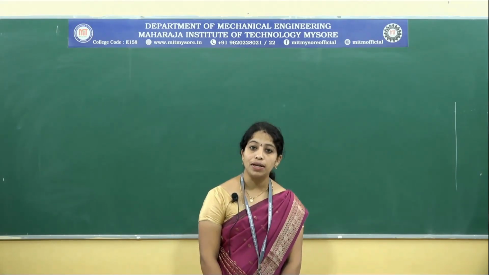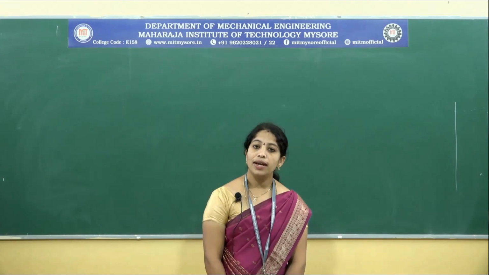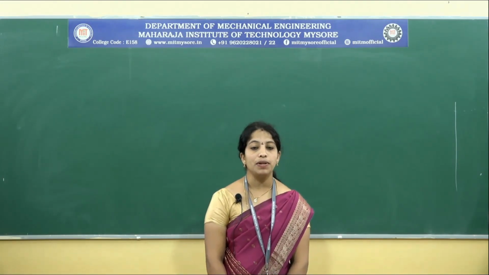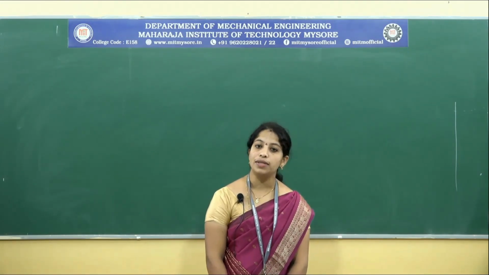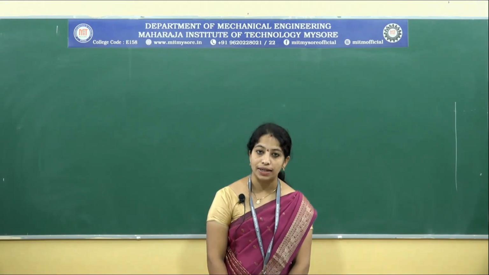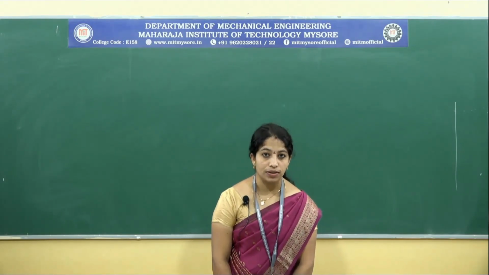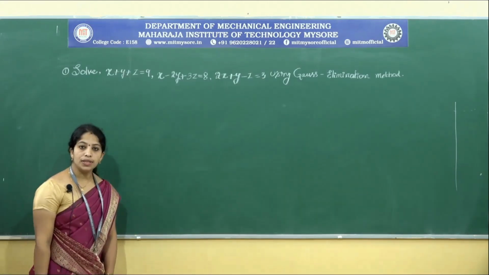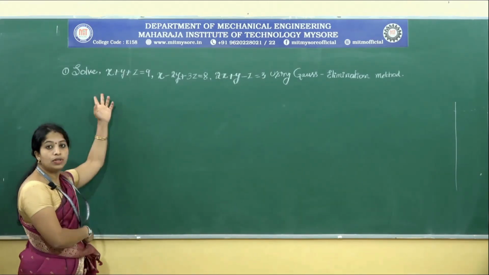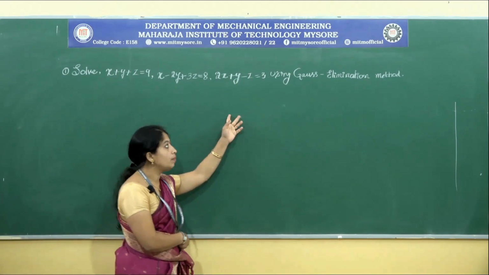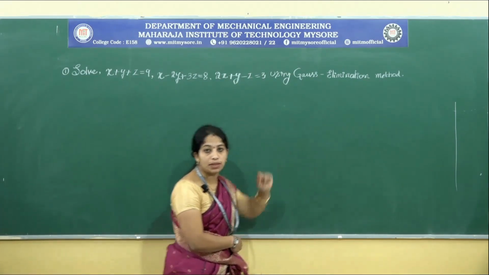Now what is a diagonal matrix? Diagonal matrix means in a square matrix, except the principal diagonal elements, if all other elements are zeros, then it is called a diagonal matrix. Now let's solve a few problems. Now see the first problem. We are supposed to solve this system of equations by using Gauss elimination method.